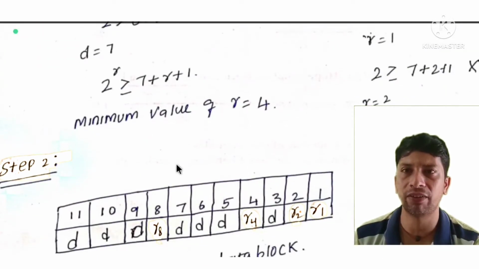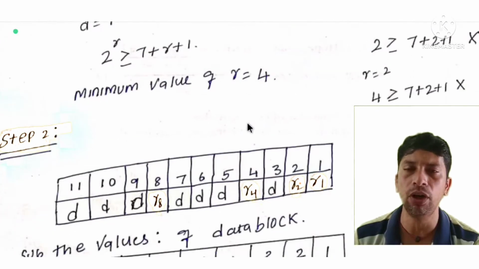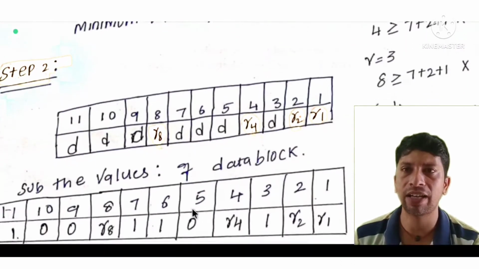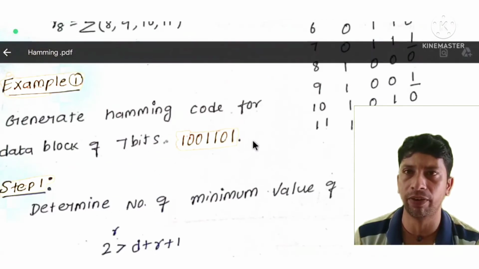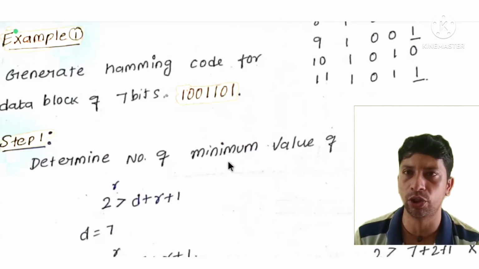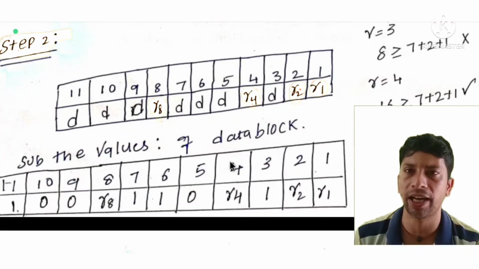So now, as we have already seen for 7 bits and 4 redundant bits, I am just putting this block where R1, R2, R4, R8 have to be found. The values of R1, R2, R4 are found by the below formula. Now I am just going to place the data value 1, 0, 1, 1, 0, 0, 1. This is the value that is being given, so I have just placed it as 1, 0, 1, 1, 0, 0, 1.